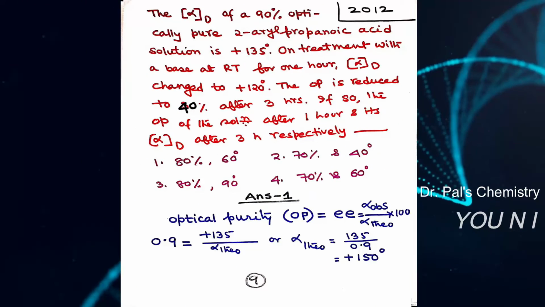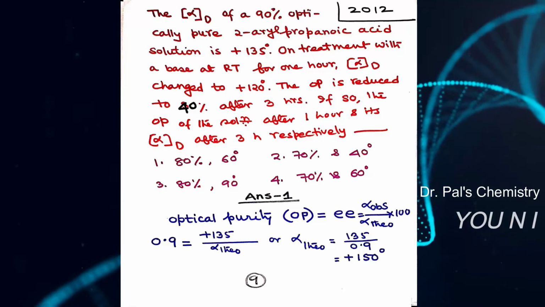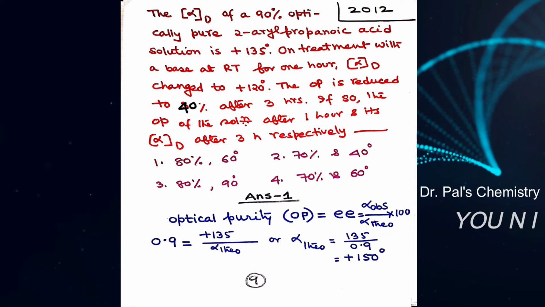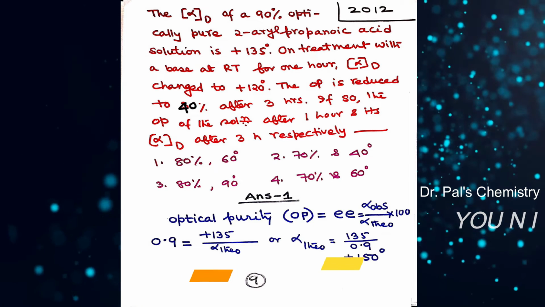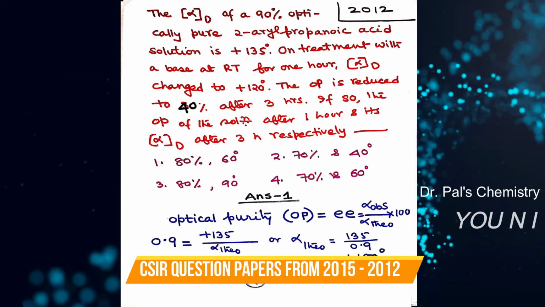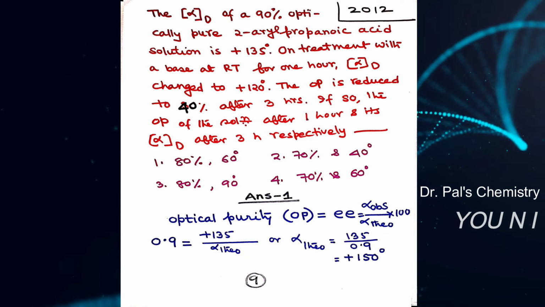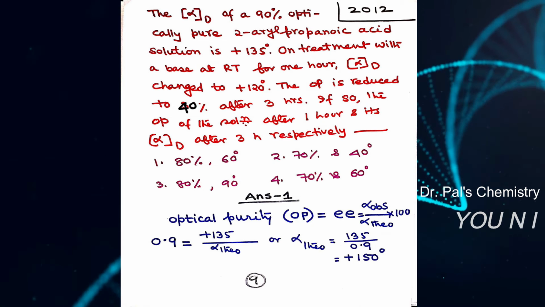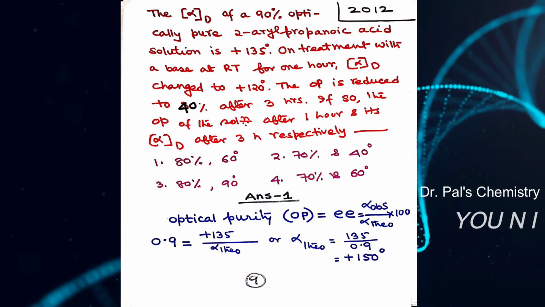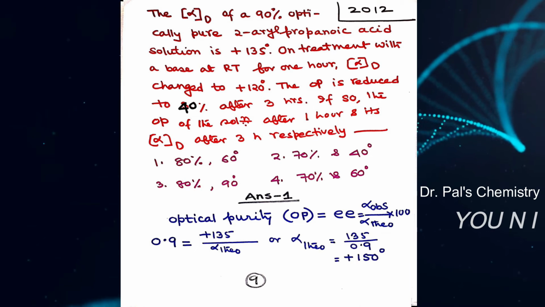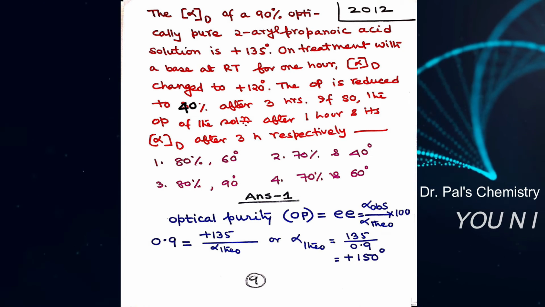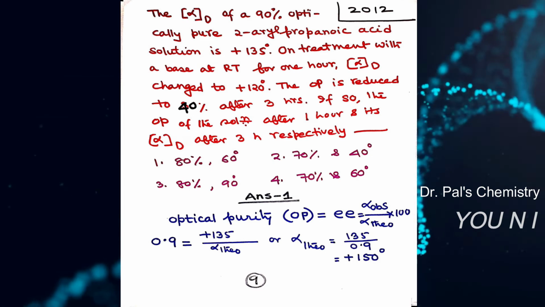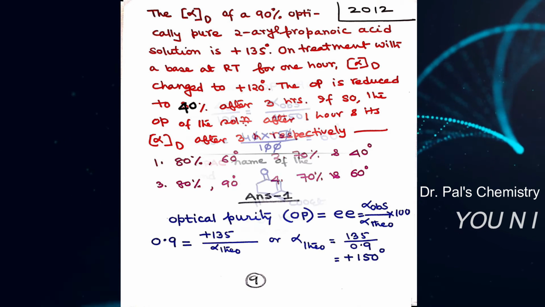So now coming to one numerical based on the optical rotation in the year 2012. In this question we are using a very important formula: optical purity is equal to enantiomeric excess is equal to alpha observed divided by alpha theoretical multiplied by 100. The first time we are applying it, 90% is the optical purity, and alpha observed is equal to 135 degree, and we are calculating alpha theoretical from this equation. After calculating this, it is coming as 150 degree.